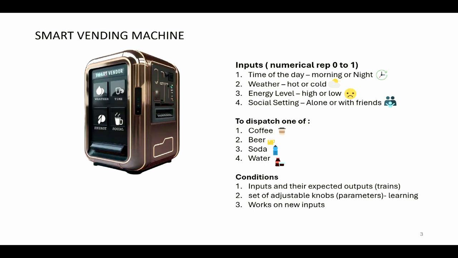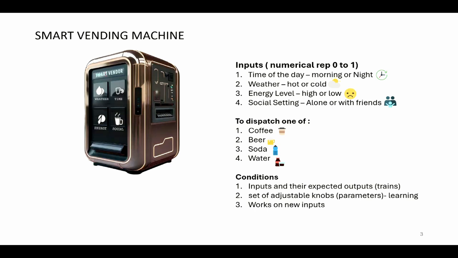What do you think this is? This is a smart vending machine. Assume I have a vending machine that can dispense drinks based on the time of the day, the weather, my energy level, and whether I am alone or with my friends, right? And so it's going to give me one of coffee, beer, soda, or water. We're going to try and see how a machine like this works, and in that process try and make sense of a neural network.